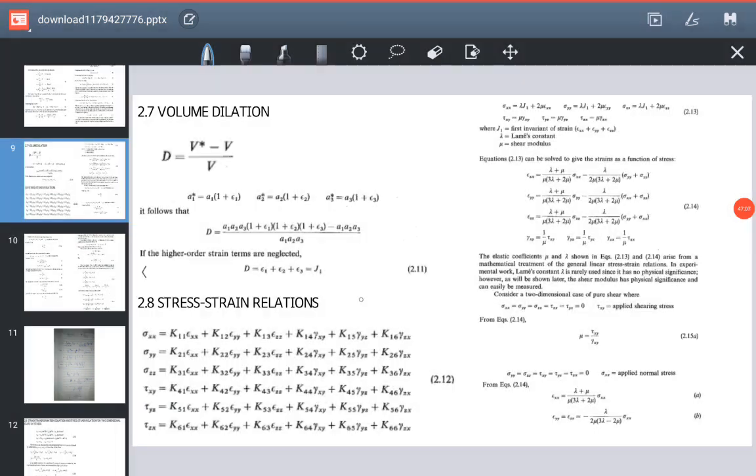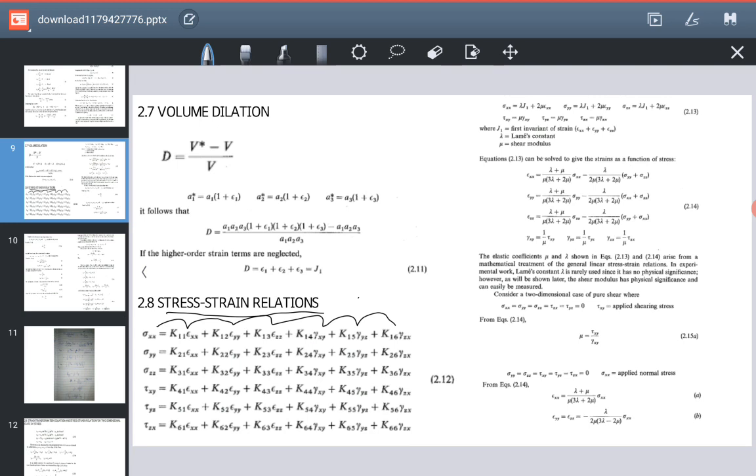Alright, so now we are going to study the stress and strain relation. In order to do that, we have formed some equations which you can see on your screen: sigma x, sigma y, sigma z, tau xy, tau yz, and tau zx. We have formed a linear relationship between the stress and the corresponding strain in each axis, between normal stress and normal strain, and shear stress and shear strain.